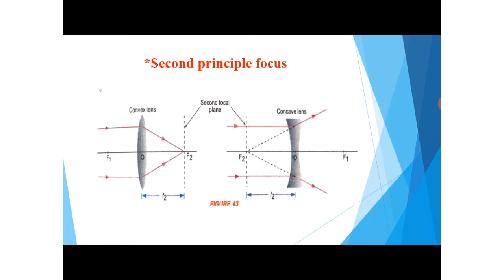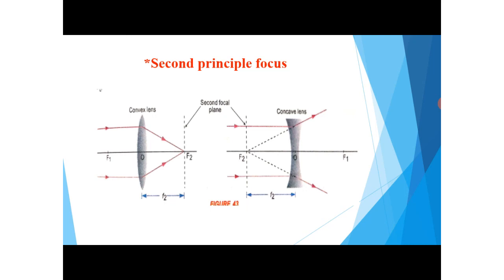They are actually meeting at a point that is F2, and that is the second principal focus for the convex lens. And similarly, when the light rays are coming parallel to the principal axis, after being refracted, they appear to meet at a point that is known as the second principal focus for the concave lens. Okay, so the first principal focus lies opposite to the second principal focus for the lenses.